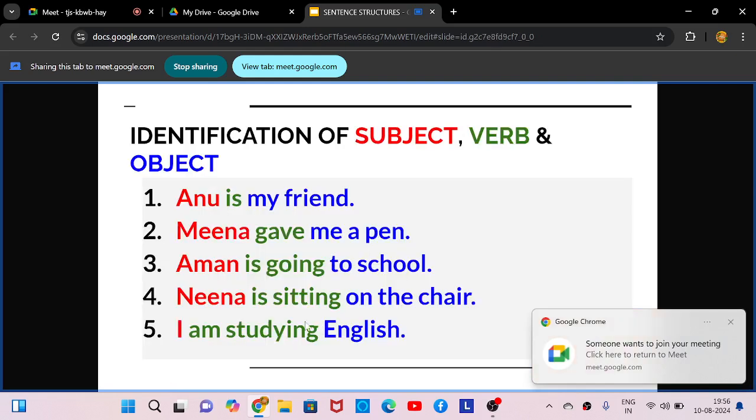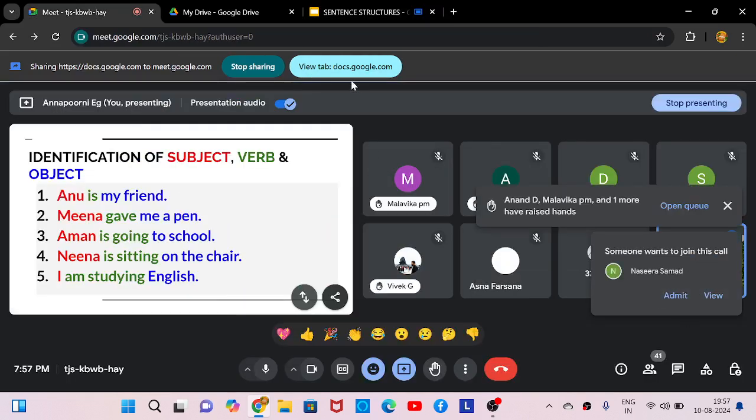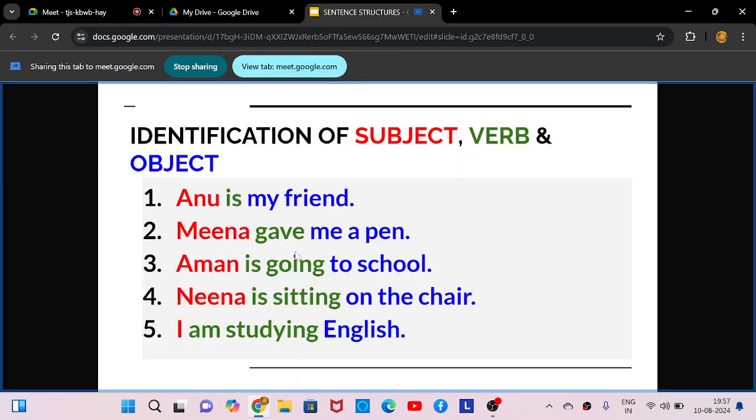Okay. So now you can look at this example. Meena gave me a pen. What did she give? A pen. So a pen is the direct object. To whom did she give? Me. So me is the indirect object. Got it? So this is how you have to identify the direct and indirect objects in a sentence.